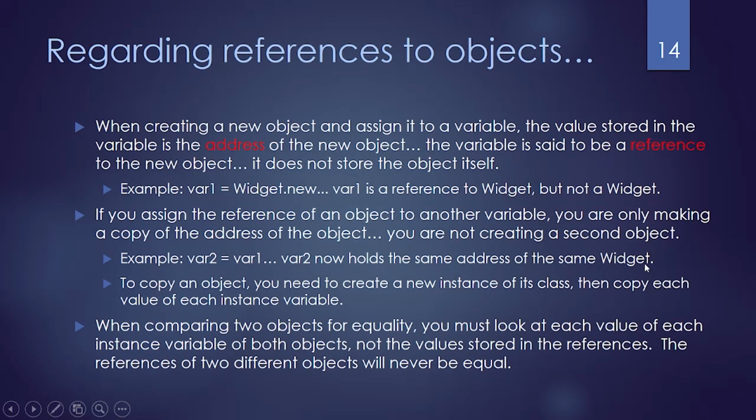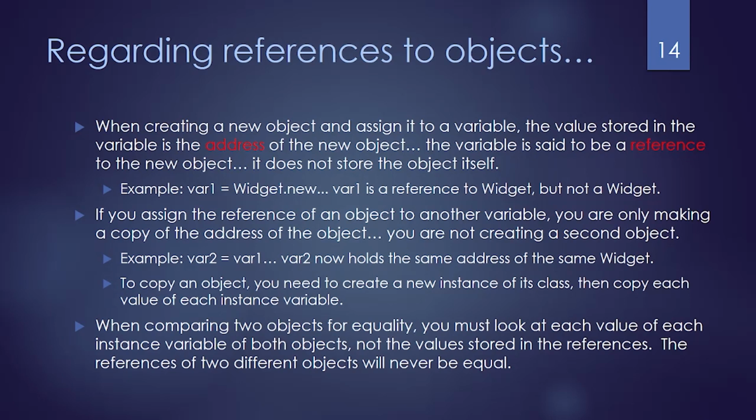So you did not create a copy, you just copied the reference, and you still are only pointing at one object. To copy an object, you actually need to create a new instance of its class and then copy each value of each instance variable individually. So if you're not doing a widget.new or robot.new or whatever, you're not creating a second object.